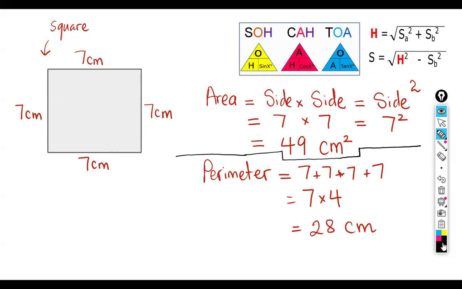Next question. If I were to draw a diagonal, let's call this corner of the square A, and this corner of the square B. If I were to connect A to B, can anyone tell me what the length of the line AB would be? I'm going to put a question mark here. What would be the length of the blue line? Good luck. Send the answer on the chat.